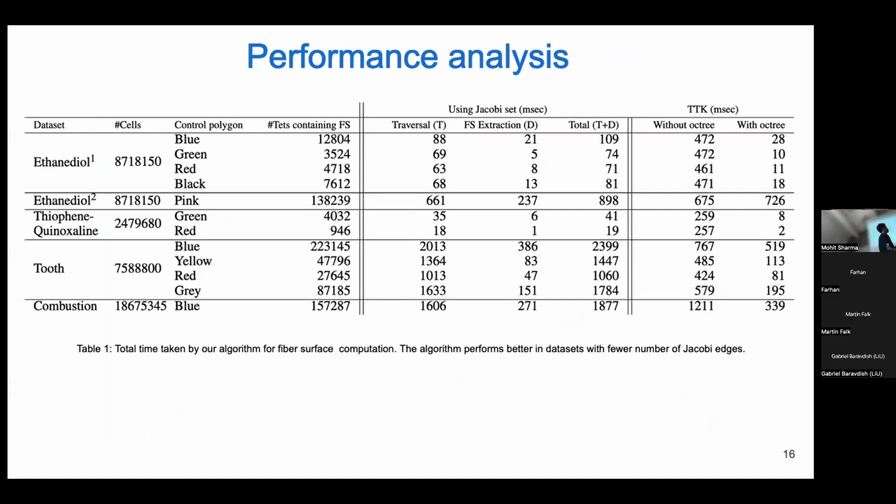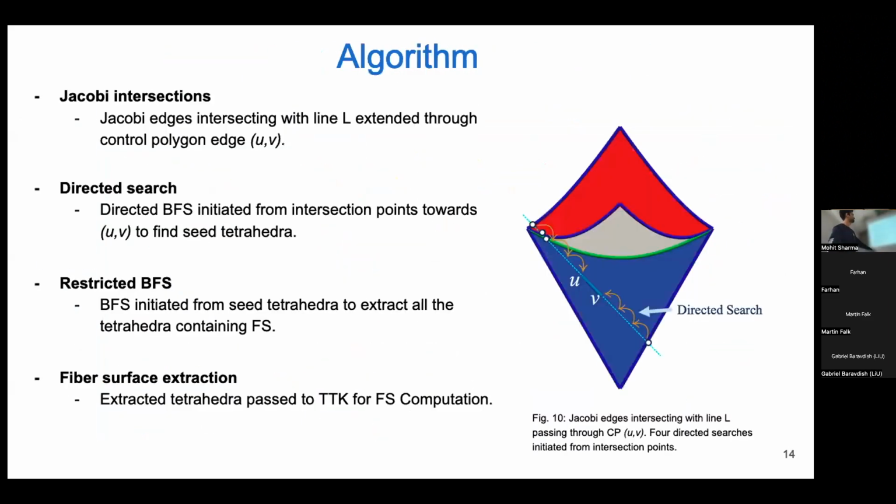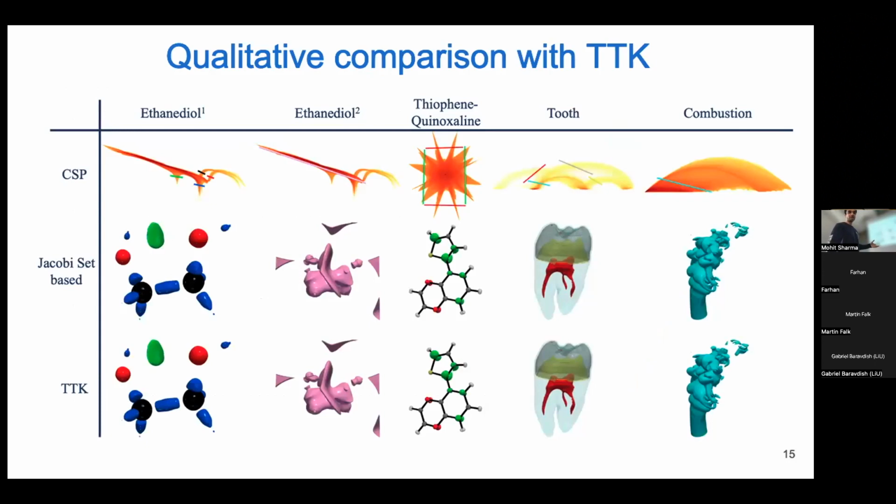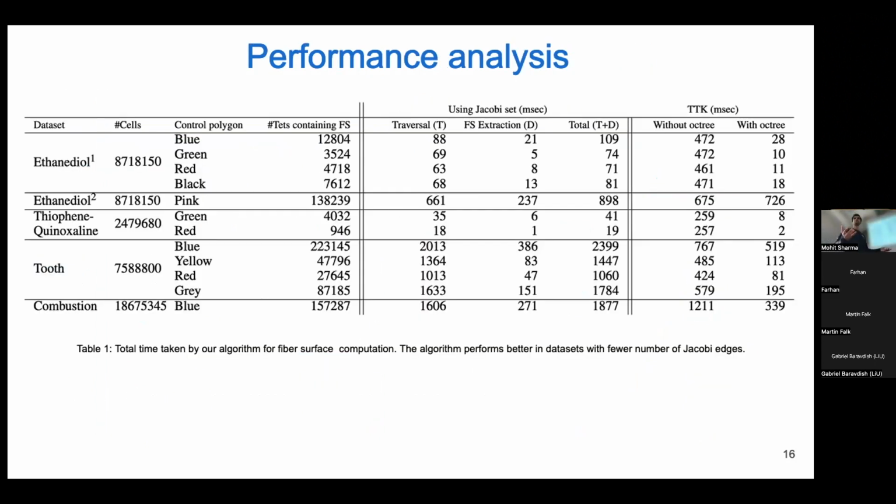Performance-wise, there were some issues. The TTK implementation has the advantage of an octree-based method, so they can divide the space and use an octree. Definitely that works faster. Without the octree version, in most cases, our method works better. Our method works badly where the number of Jacobi edges increases, because the method depends on finding these Jacobi intersections. So if the number of Jacobi edges is almost the same as the domain size, we are spending that much time identifying those intersections.